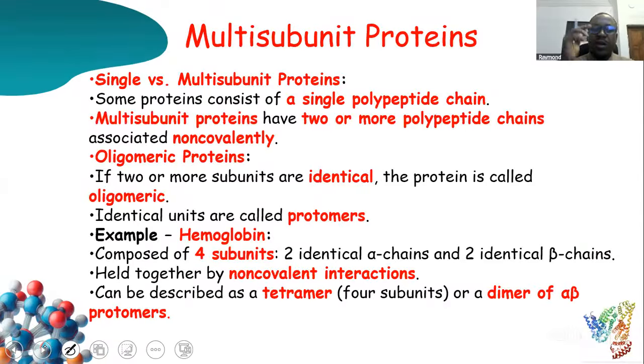So we have multi-subunit proteins. These are proteins that have multiple subunits. So we have single proteins versus multi-subunit proteins.